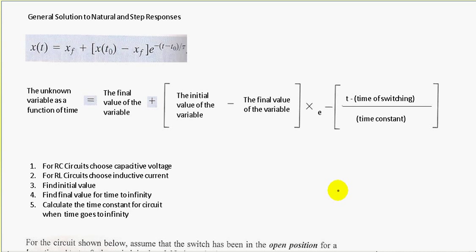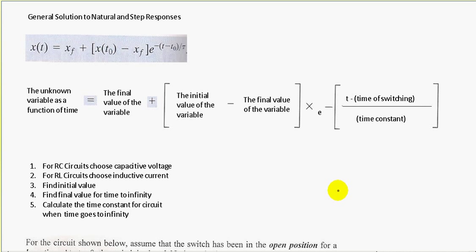Hello there. In this video, we're going to be talking about the general solution to natural and step responses for RL and RC circuits. Now, the general solution can help us with circuits that have sequential switching, where the switches are on or off or in different positions.